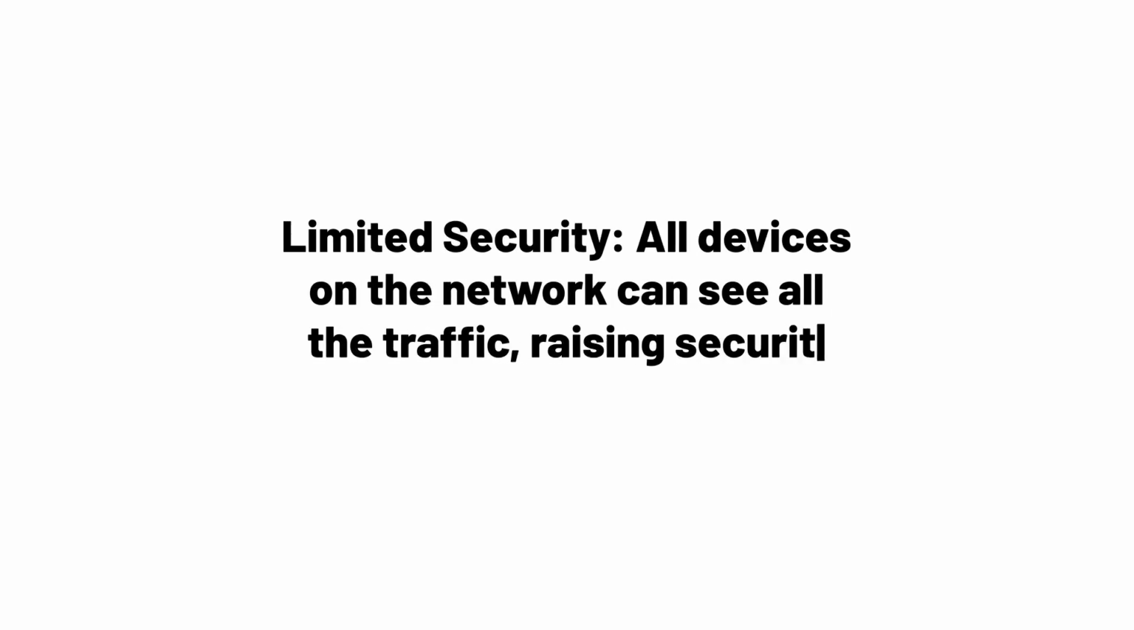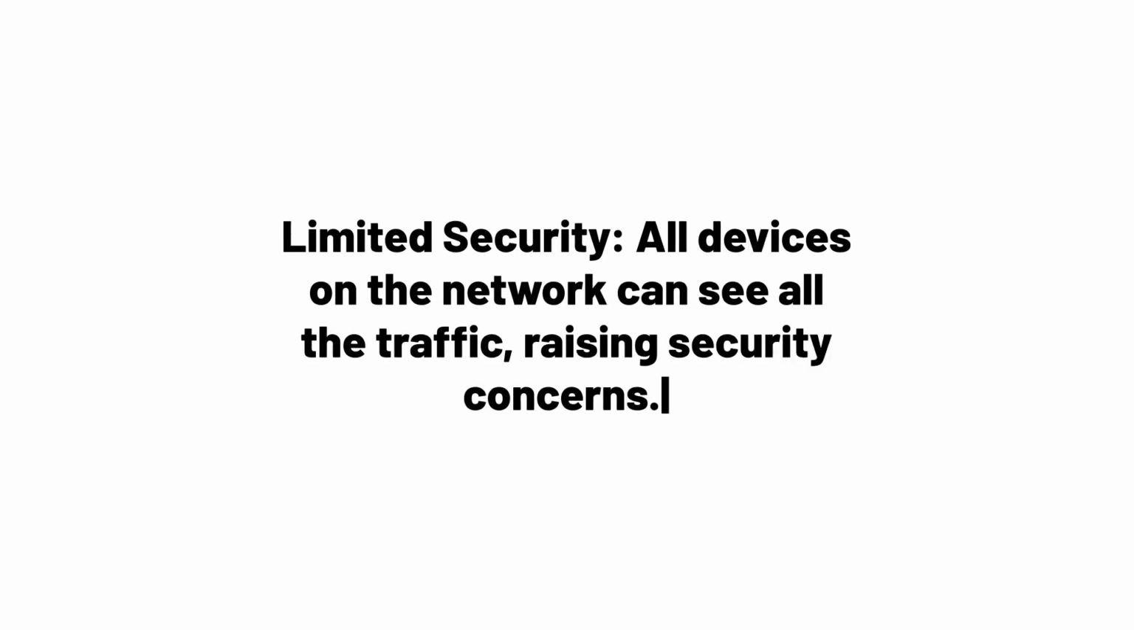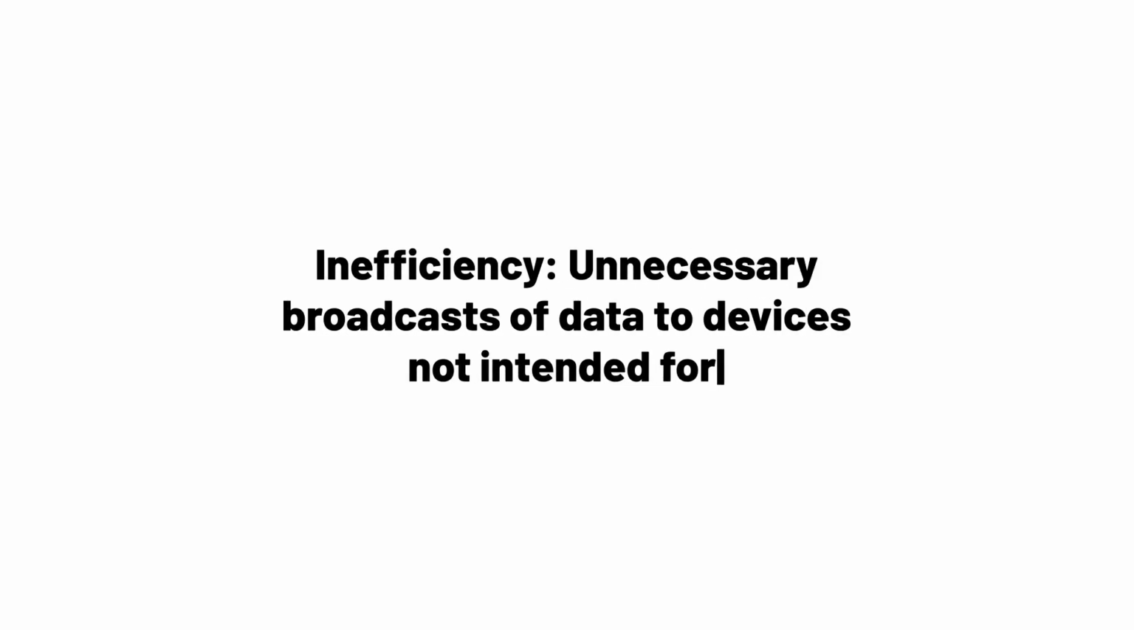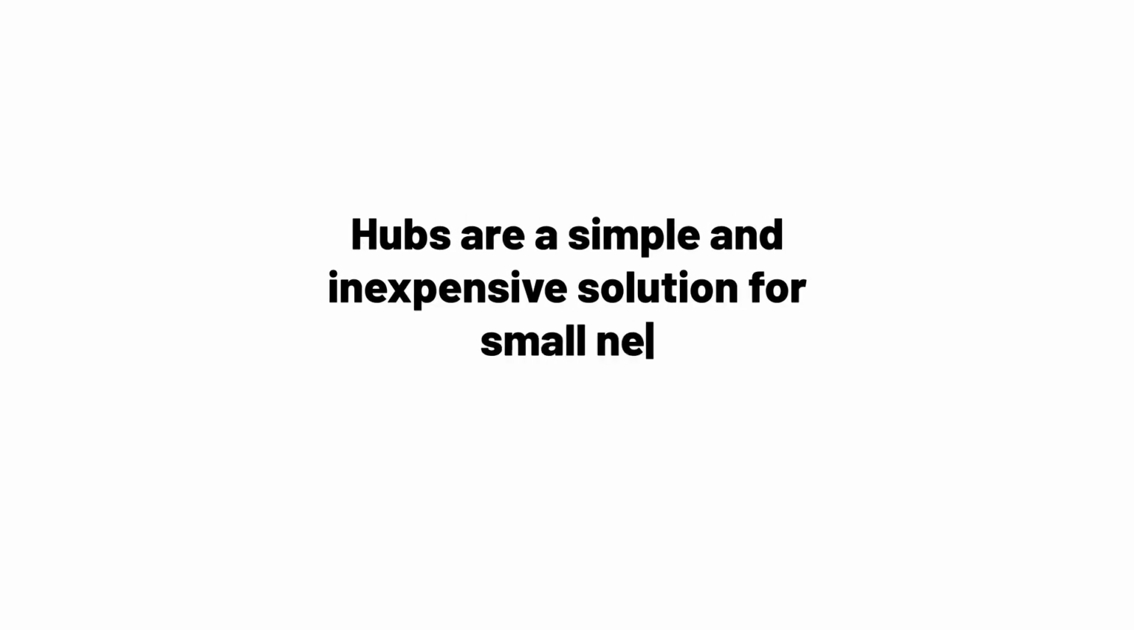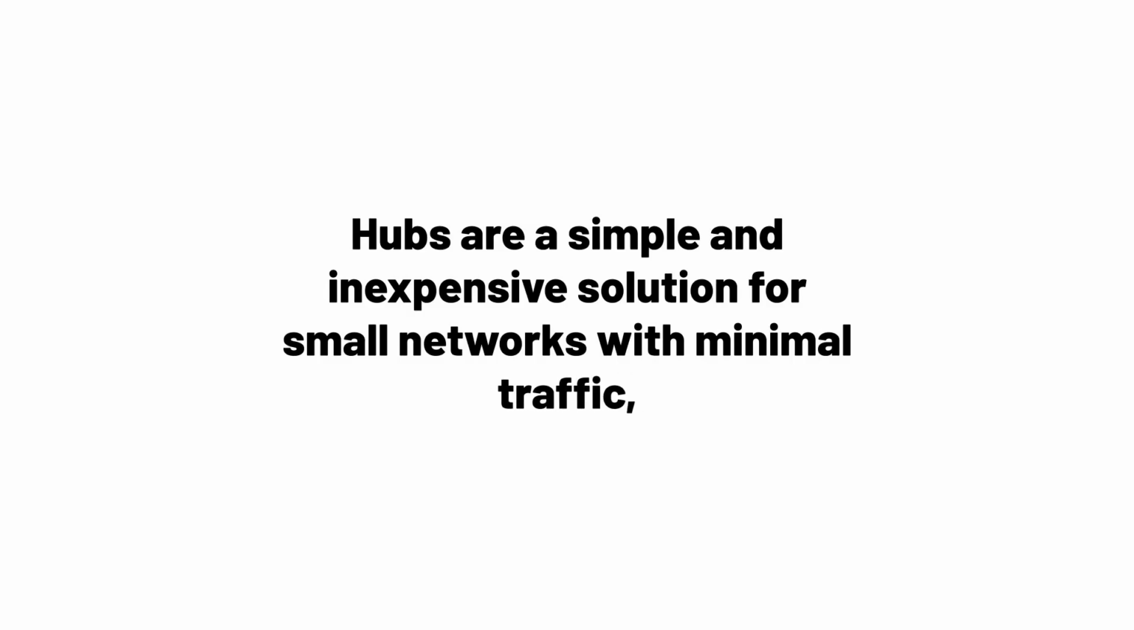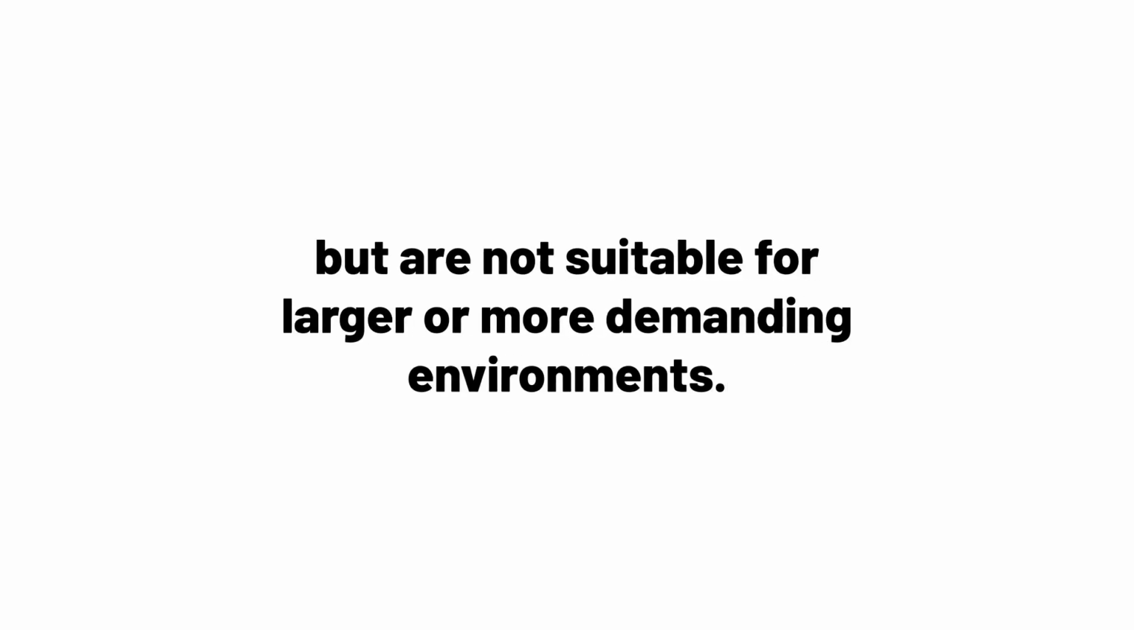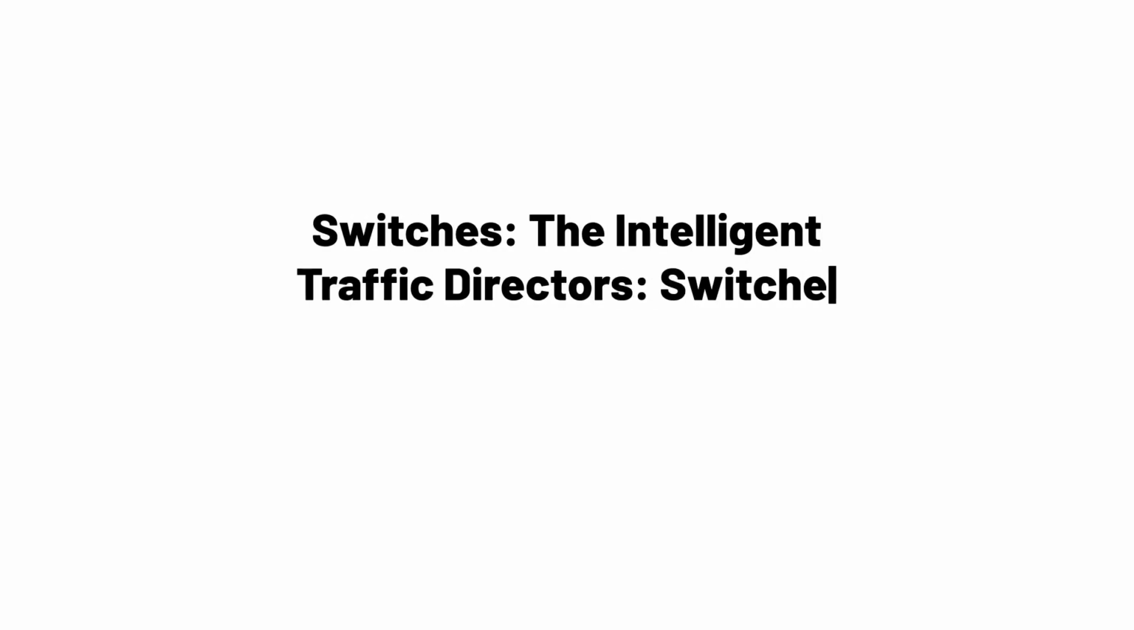Limited security. All devices on the network can see all the traffic, raising security concerns. Inefficiency. Unnecessary broadcasts of data to devices not intended for the message waste network bandwidth. Hubs are a simple and inexpensive solution for small networks with minimal traffic, but are not suitable for larger or more demanding environments. Switches, the intelligent traffic directors.